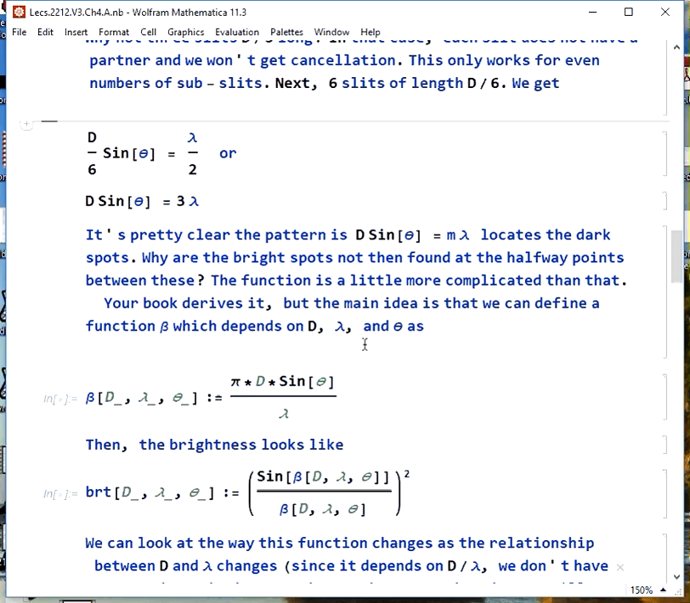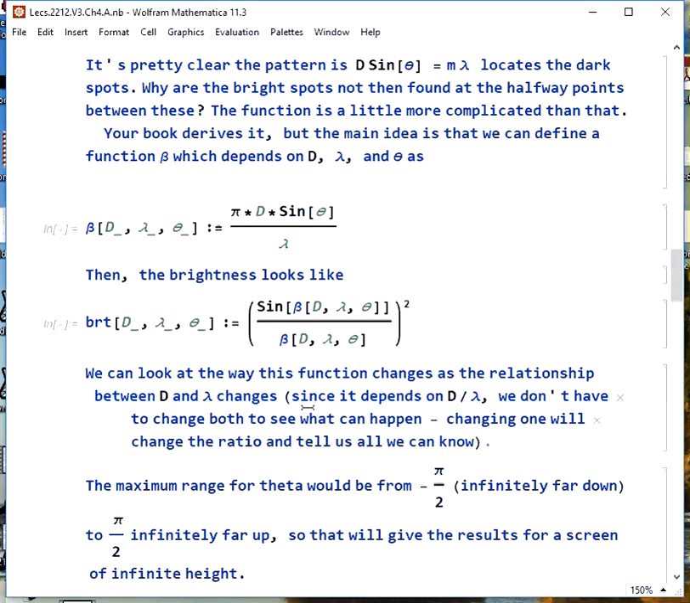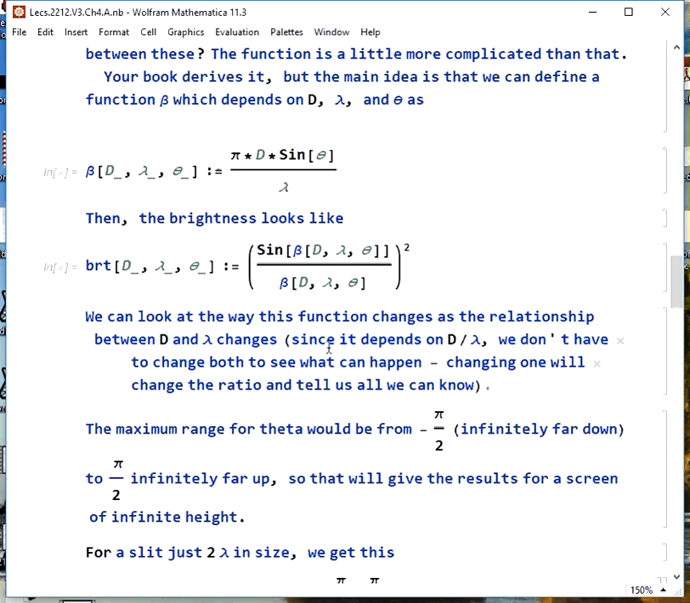The reason is the underlying function is a little more complicated. Your book works through a derivation, but our main idea is if we define a function beta that depends on d, lambda and theta as pi d sine theta over lambda, we can then write the brightness as the sine of this beta divided by beta, squared. We look at the way this function changes as the relationship between d and lambda changes, because this only depends on the ratio of the two. We don't have to change each one individually. We can just change one to change the ratio, and that'll tell us everything we can learn about it.